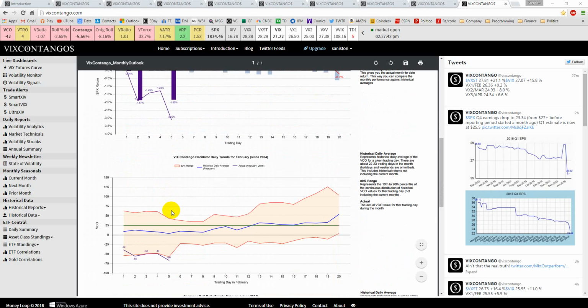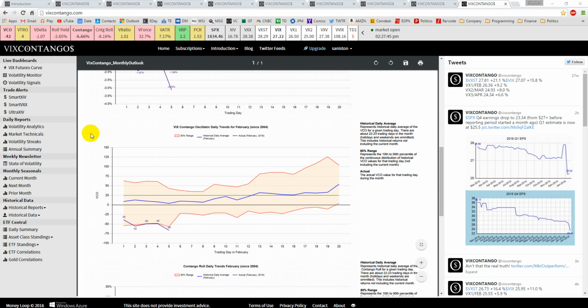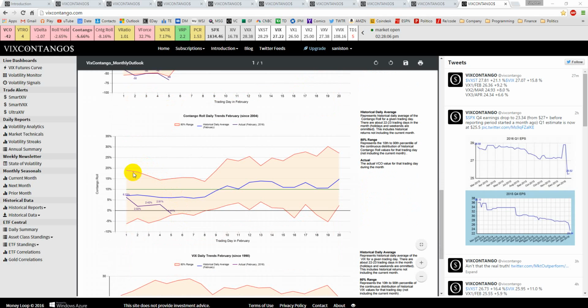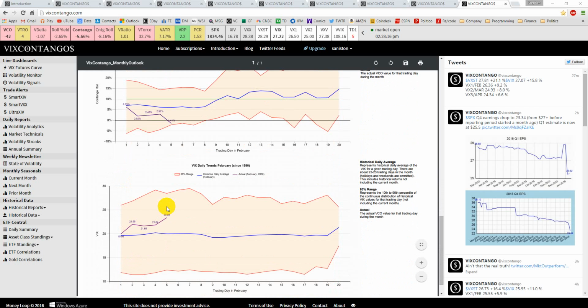Then we have a chart about the VCO, the VIX contango oscillator, which shows you the 80% range throughout the month. The blue line is the historical daily average for that month. And in purple is the actual this month. So for example, this month, the VCO is near the bottom of the 80% range. We have a similar chart for contango: the 80% range, the historical daily average for contango, and the purple line is the actual for this February.